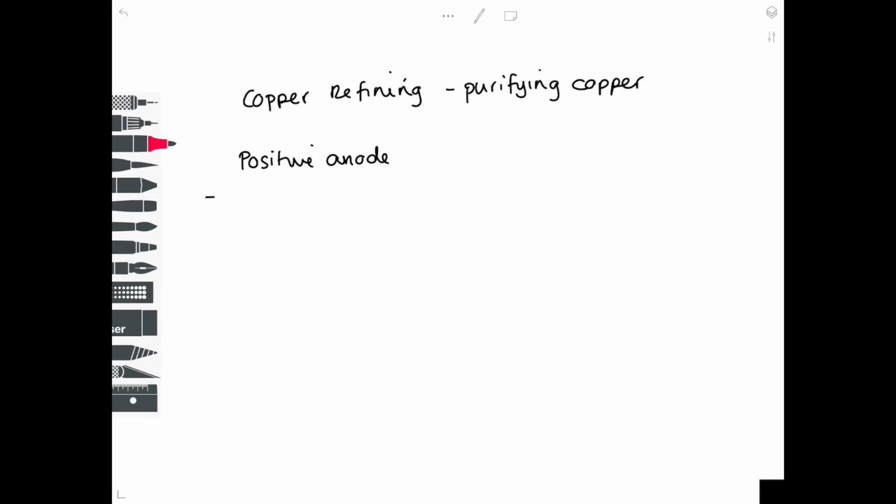Let's look at electrolysis in copper refining. So that basically means purifying copper. So what you have here is you have your positive anode, which is made out of impure copper. Your negative cathode is made out of pure copper.